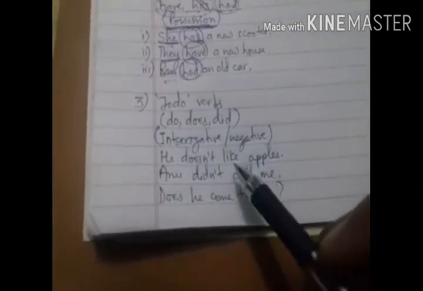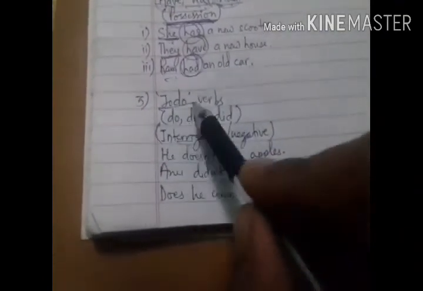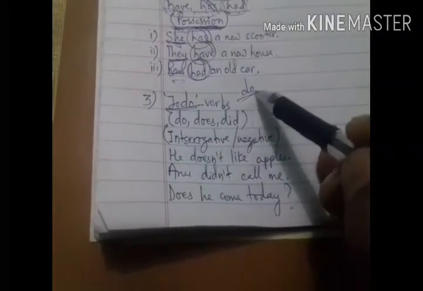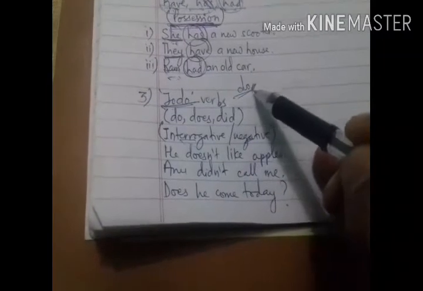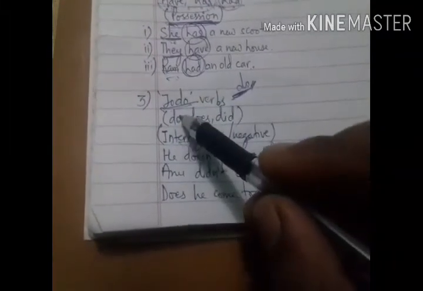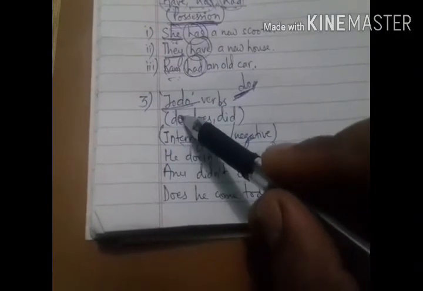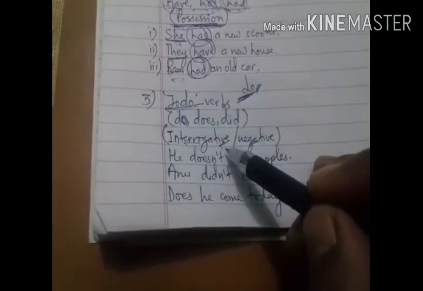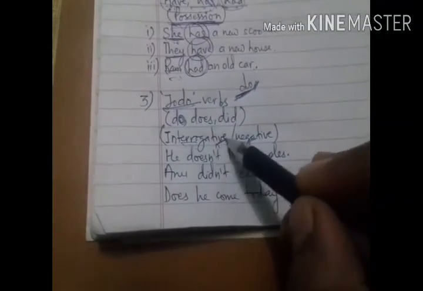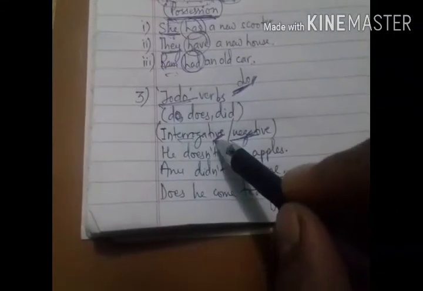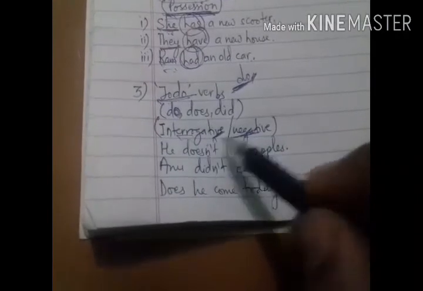Okay, now come to another group of these primary auxiliaries, that is to do verbs. Do is in itself an action word, in itself a main verb, but do can also be used as the helping verb. They are used as helping verbs when they are used to make interrogative of the simple present and simple past tenses, and negative of simple present and simple past tenses.